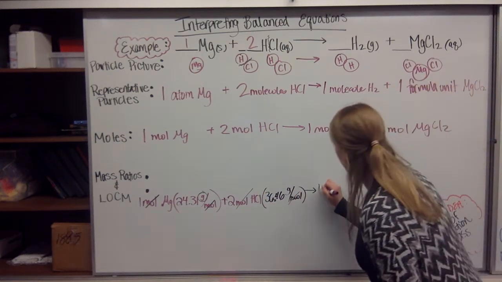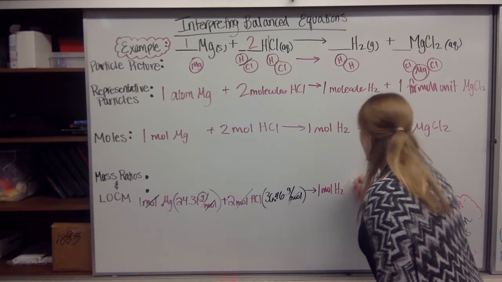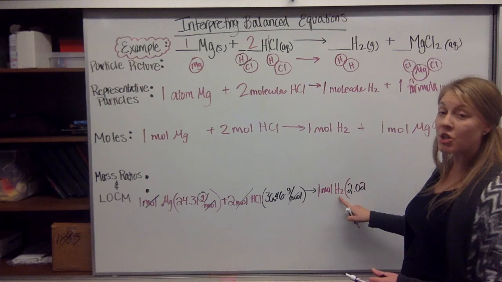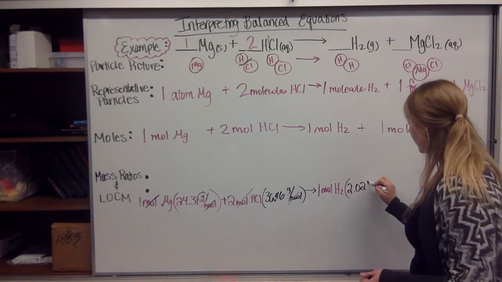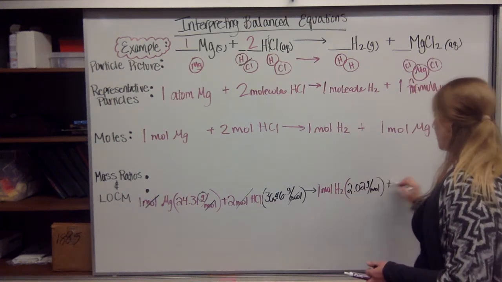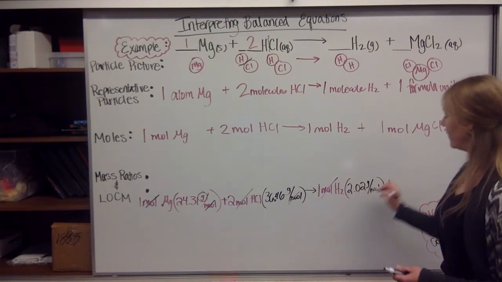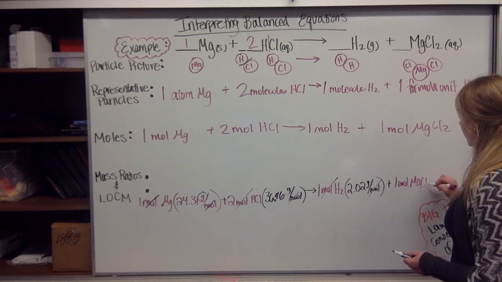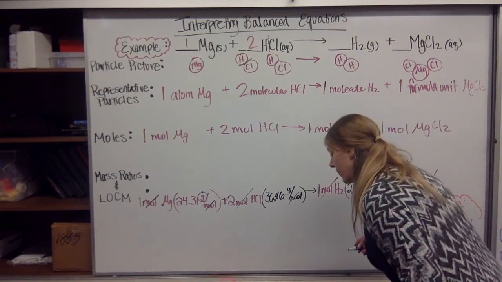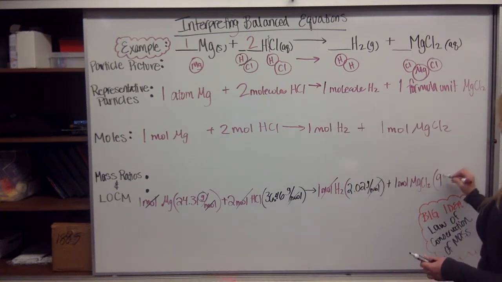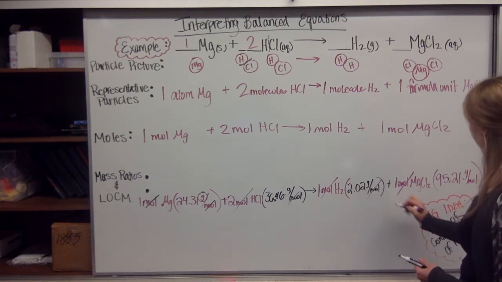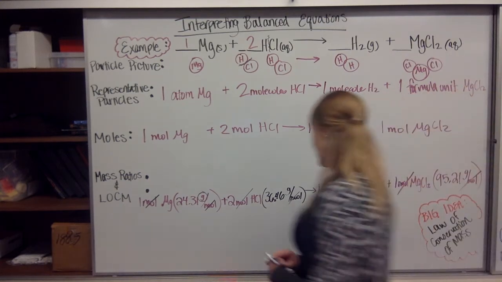1 mole of H2 times the molar mass of H2 from the periodic table, 2.02, because we have 2 times 1.01 grams per mole, plus, oh, and mole cancels out, 1 mole MgCl2, all right, and the molar mass, I had to write this down, 95.21 grams per mole is the molar mass of MgCl2. Moles cancel out, all right?